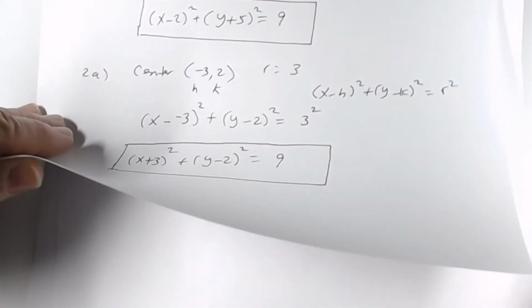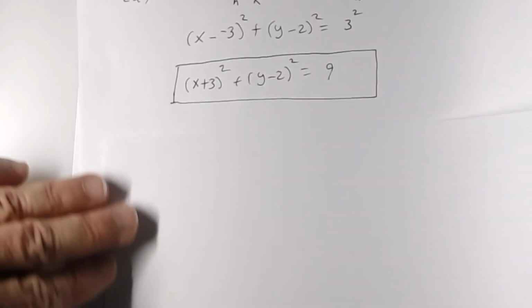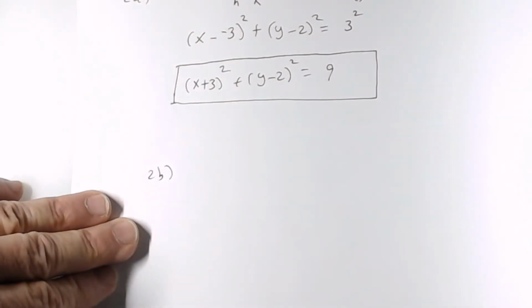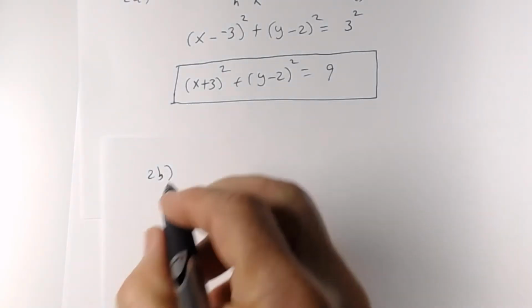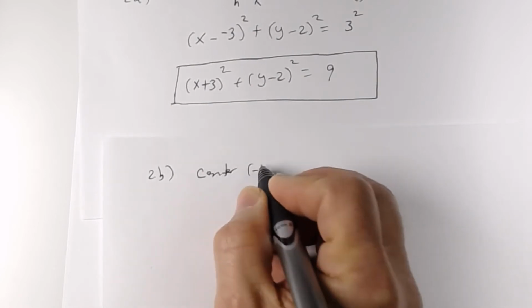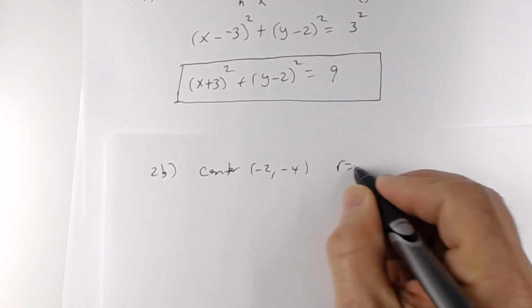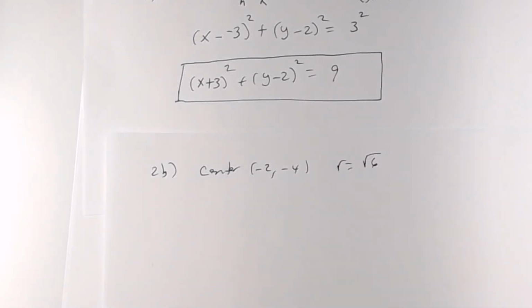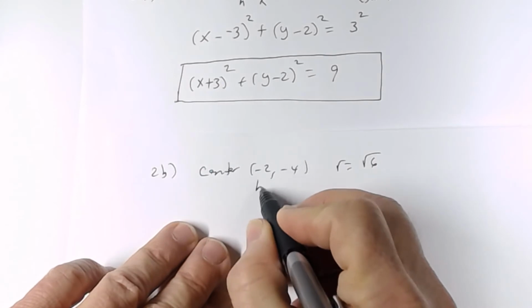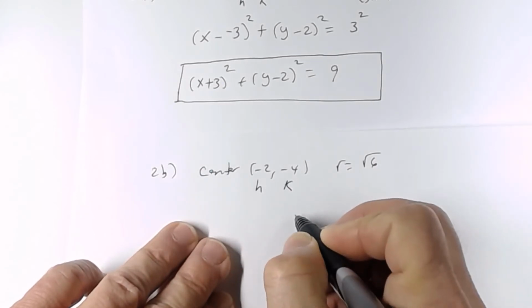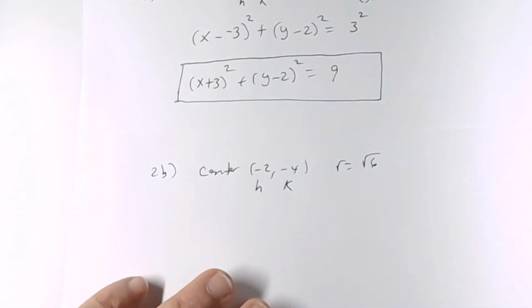Okay. Just checking. All right, 2B. What's the center in 2B? Negative 2, negative 4. Okay. What's the length of the radius? Square root of 6. Okay, no big deal. It's an irrational number. It's not a rational number like the other two are. What's h? What's k? Negative 4, right? All right, so all you do is plug into the formula.